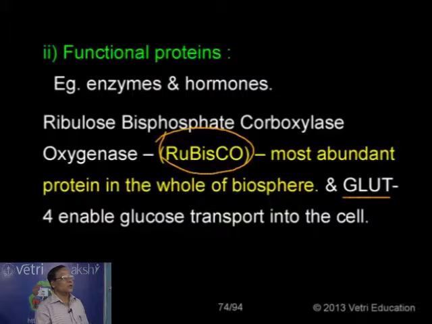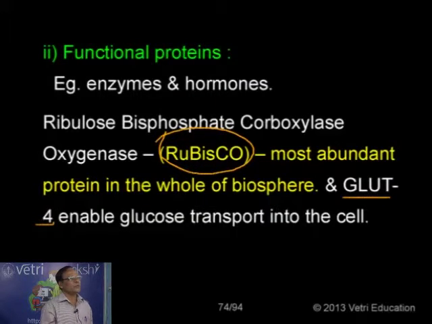GLUT, glucose transporter. Glucose transporter, not transfer, glucose transporter enzyme, type 4. So it is normally an insulin mediated enzyme. It is responsible for the transfer of glucose into the cells under the influence of the insulin hormone. That is why this is actually an insulin mediated enzyme responsible for the transfer of glucose into the cell, for the conversion of glucose into glycogen.